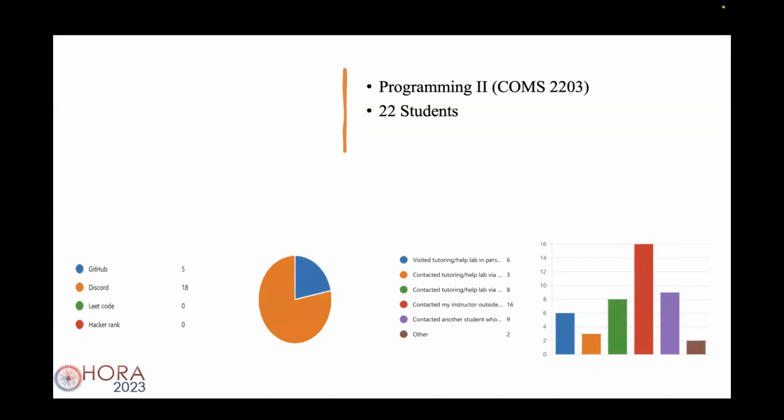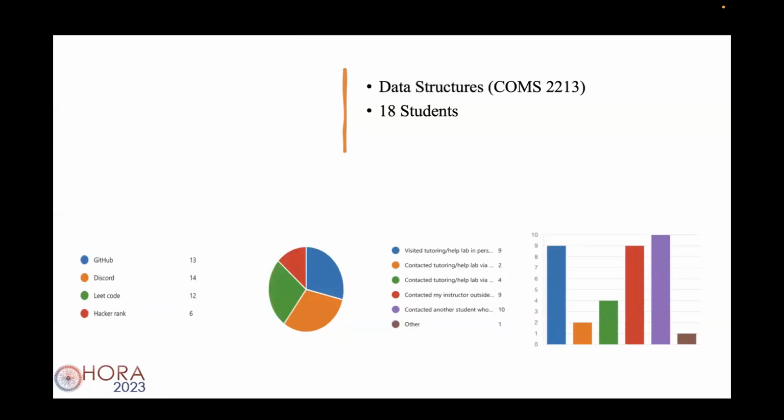And this is the survey result from our Programming 2 course. They're using GitHub, Discord, and LeetCode, and they're also taking help from our tutoring lab and from our instructors outside the classroom. And this is the survey result from our data structure course. In our survey, for Programming 1, 40 students participated, for Programming 2, 22 students participated, and for the data structure course, 18 students participated.